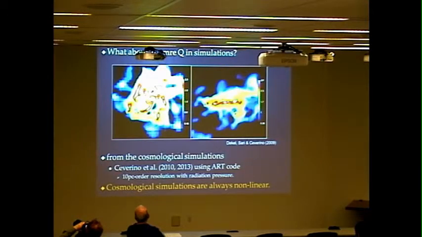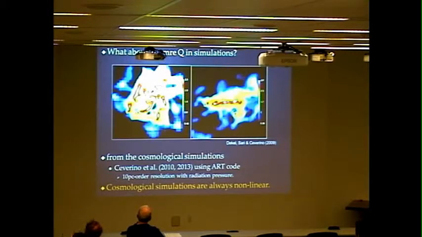cosmological simulation. Simulation is also a powerful tool to investigate the clumpy nature of the high-redshift galaxies and the formation process of the clumpy structures. I used the cosmological simulation done by Daniel Ceverino with the ART code. This simulation has a resolution of order 10 parsec, and radiation pressure was included. The good point of cosmological simulation is that it is always nonlinear, so I can look into the nonlinear effect of clump formation. This is a great difference from the isolated simulation.